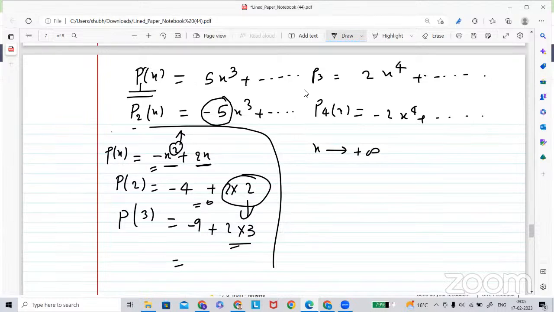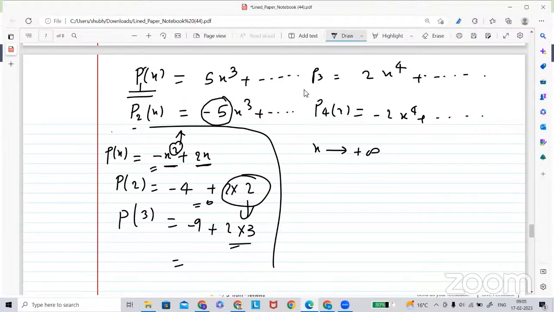Your audio is breaking when you explain x going to plus infinity. Okay, am I audible right now? Yes, sir, you are audible, but your audio breaks in between. Now is it clear? Yes, sir, it is very clear.